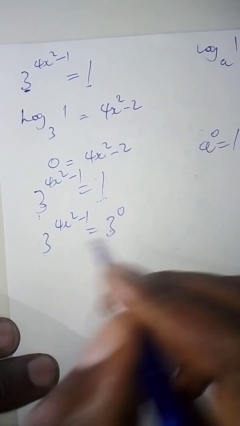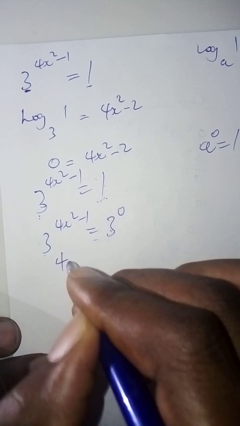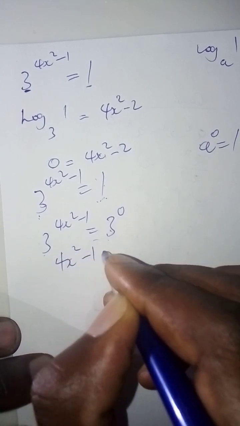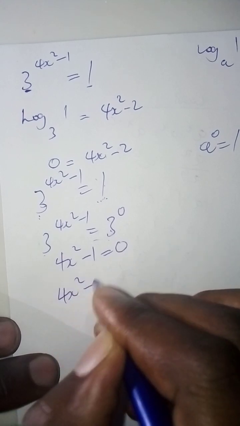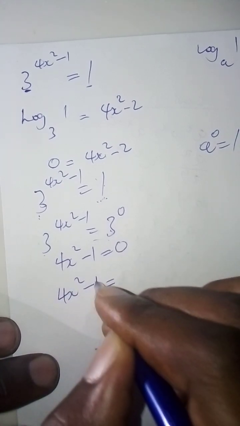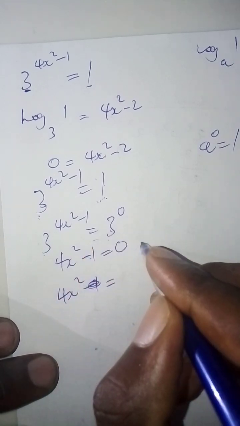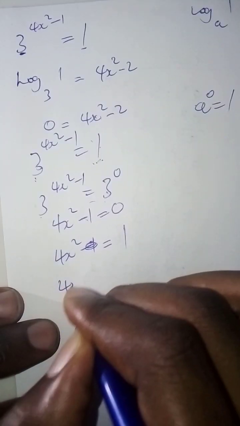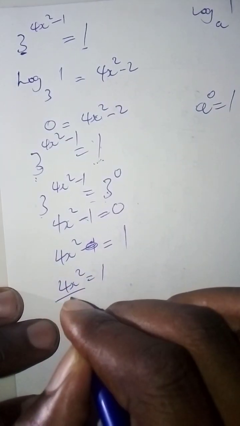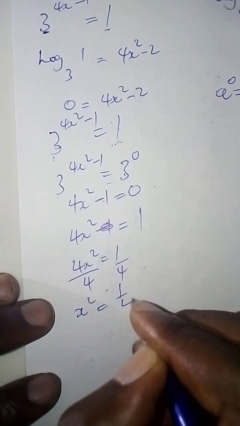Since both sides have the same base, we can equate the exponents. So that's 4x squared minus 1 is equal to 0. And then, it's 4x squared. We take this negative 1 to the right hand side, therefore the sign changes and becomes 1. So 4x squared is equal to 1. Divide both sides by 4. Now you have x squared is equal to 1 over 4, right?